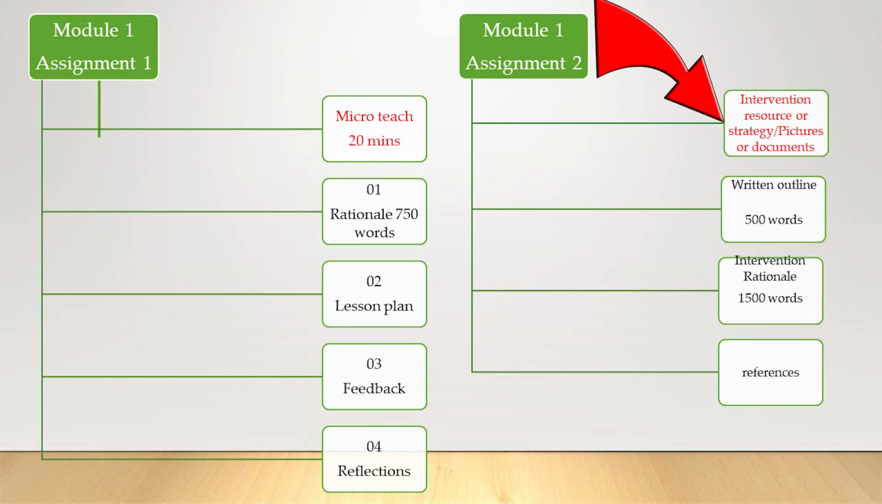Assignment 2 is the intervention project, where you create a resource, some sort of strategy, along with pictures and documents. The written outline for the intervention project is 500 words. The intervention rationale is 1500 words, and along with that you should include references to your work.